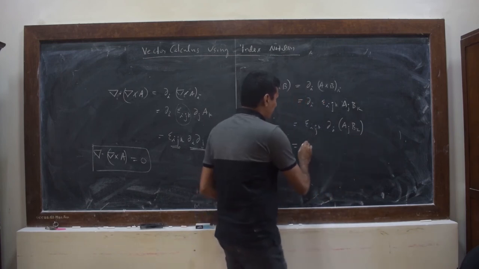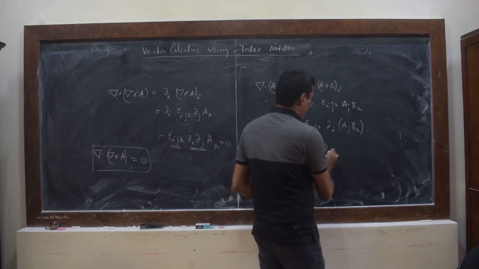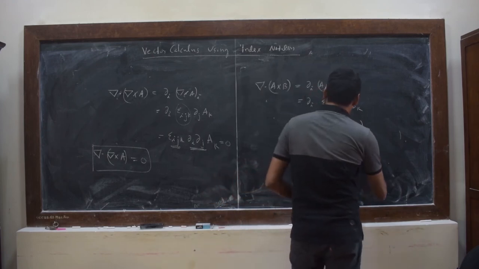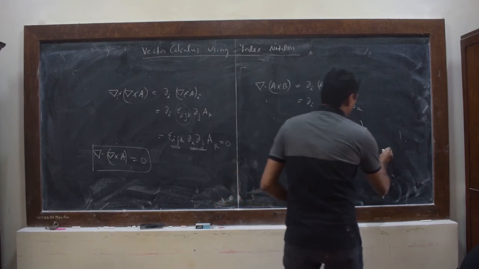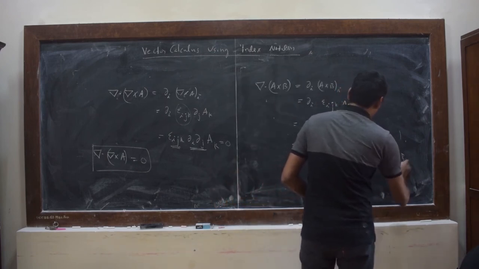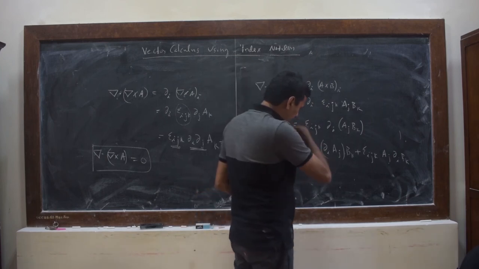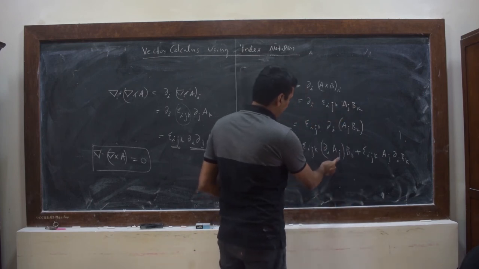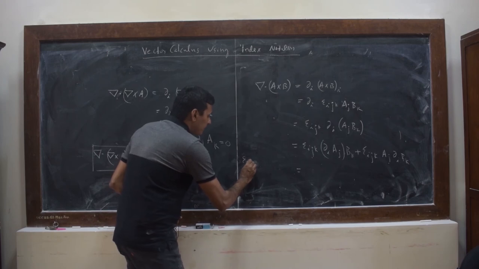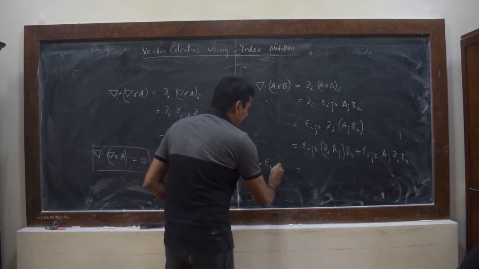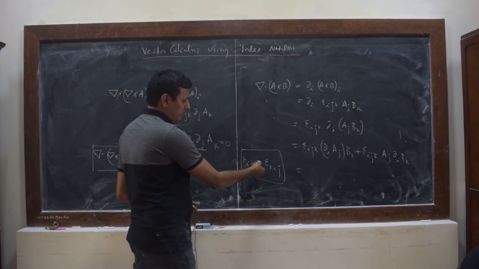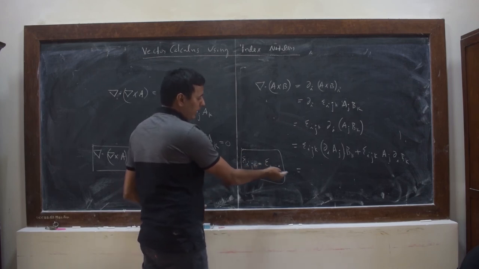that is equal to epsilon ijk ∂i Aj into Bk plus epsilon ijk into Aj ∂i Bk. Now, if you look at this quantity, you have a ∂i Aj sitting here, and now you have this object epsilon ijk. I can write epsilon ijk, which is equal to epsilon kij. By exchanging, you just work it out, epsilon ijk is equal to epsilon kij, by two exchanges, you can show that epsilon ijk is nothing but epsilon kij, okay.